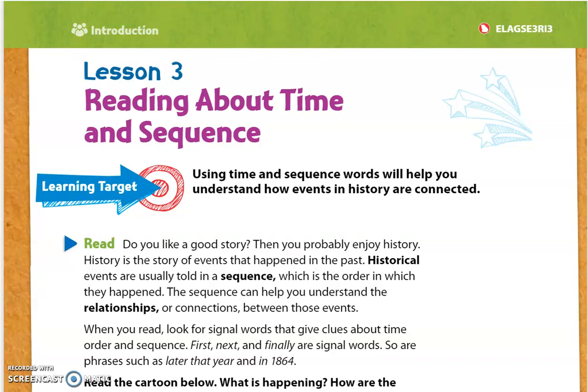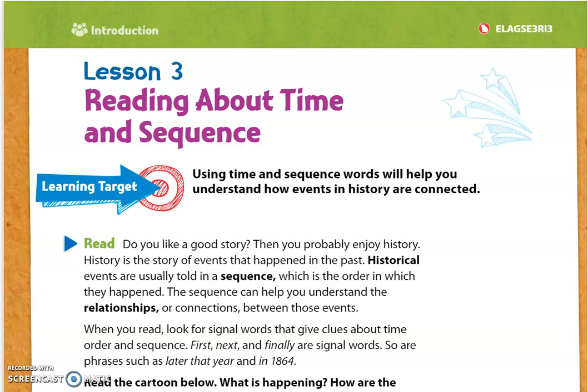Authors often use those signal words in historical texts. Sometimes, however, events happen at the same time. As readers, we have to think about which of those events are most important. Other events happen at different times. One event might have caused another event to occur.